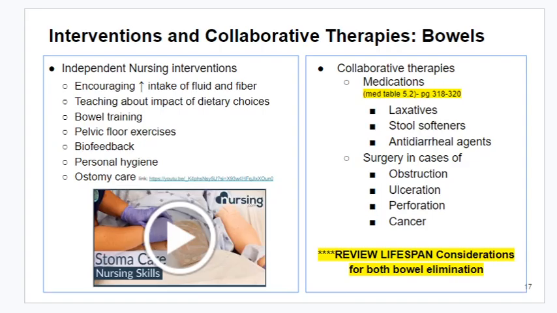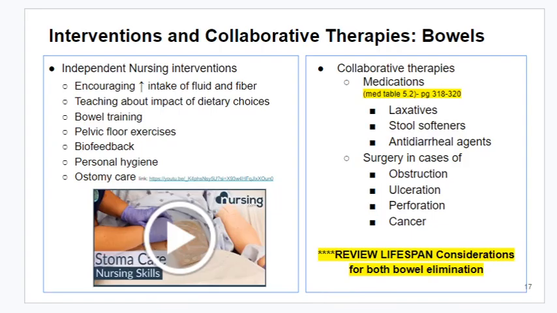We may need to do surgery or procedures to counteract that obstruction. Individuals that may have an ulceration, perforation, which just means an opening in the intestines, and then maybe those that do develop cancer, we obviously have to treat those individuals. I do want you to read through that lifespan considerations for the bowel elimination, just like you did for the urinary elimination as well.